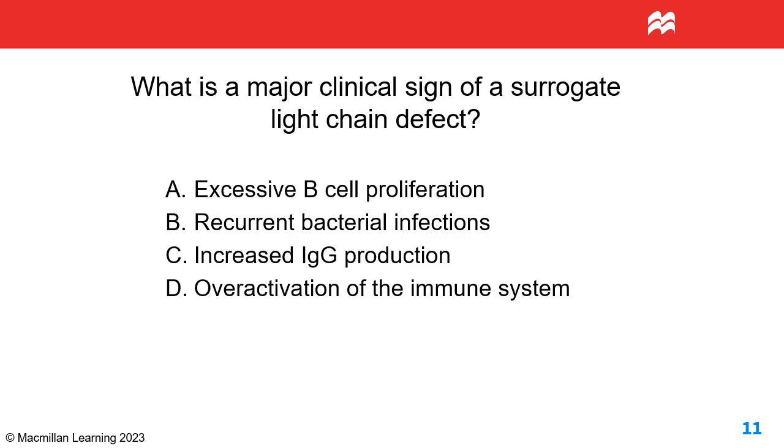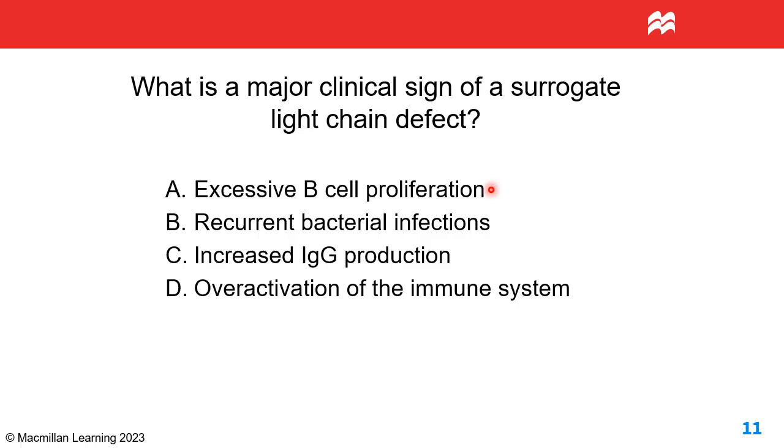Okay, what's your answer? It is B. You are not going to be producing those B cells. So you're going to have recurrent bacterial infections because those are your extracellular types of pathogens.